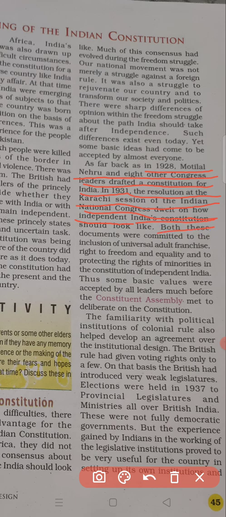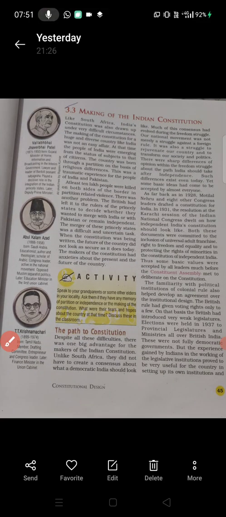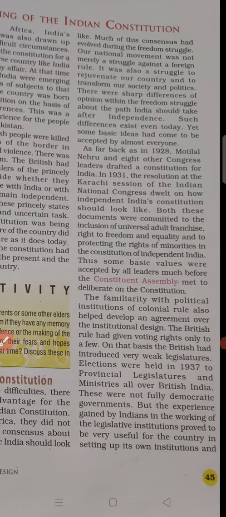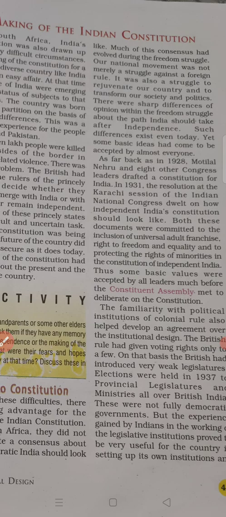Both these documents were committed to inclusion of universal adult franchise, right to freedom and equality, and to protecting the rights of minorities in the constitution of independent India.